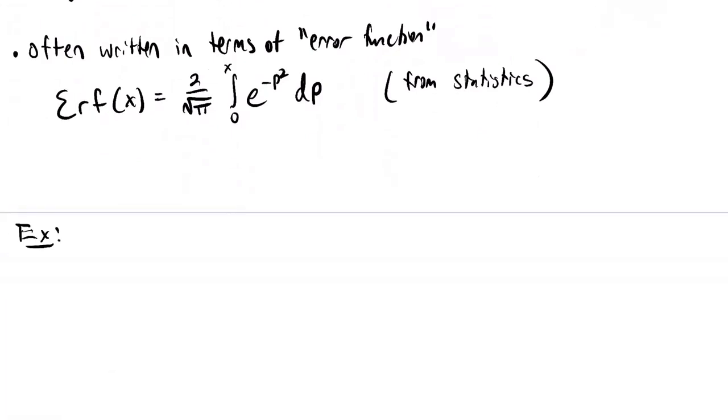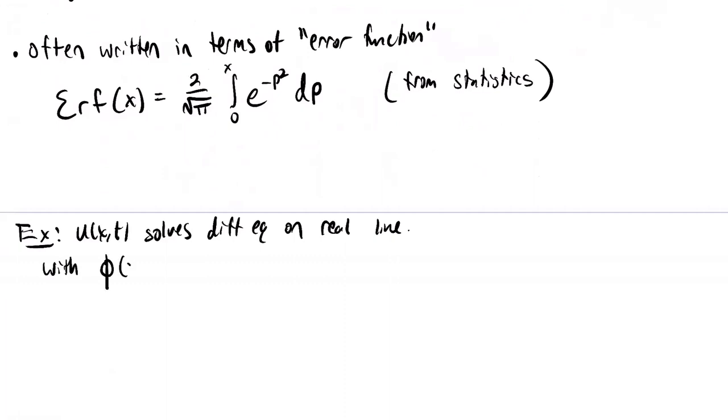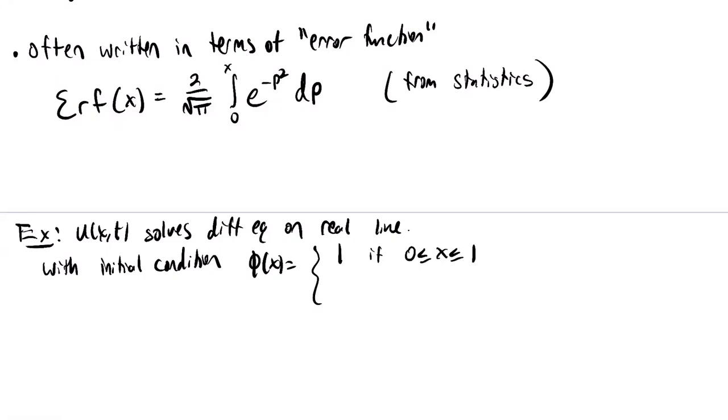Let's suppose u of x,t solves the diffusion equation on the real line, and suppose the initial condition is given by a certain step function. Say the initial condition is phi of x, and let's say phi of x is equal to 1 if x is between 0 and 1, and 0 otherwise.